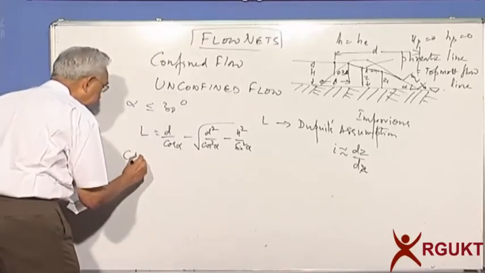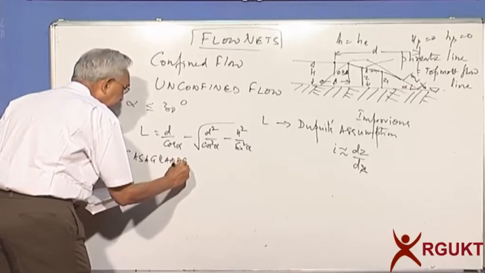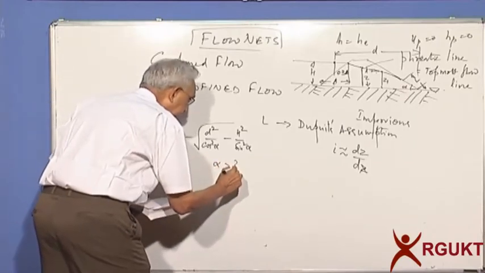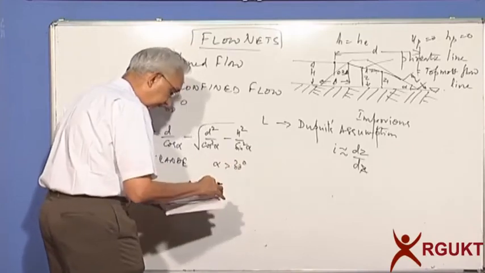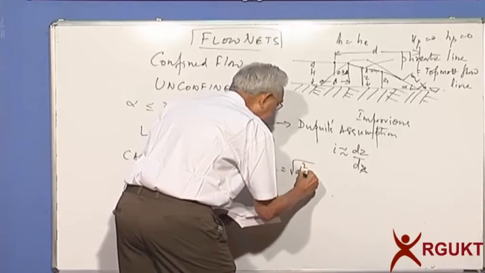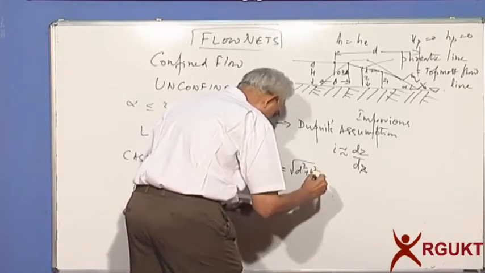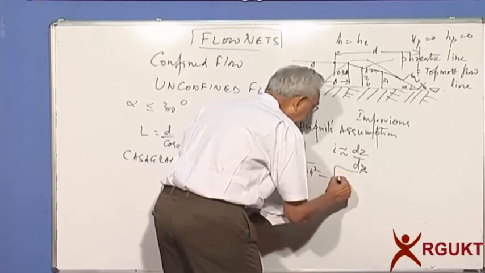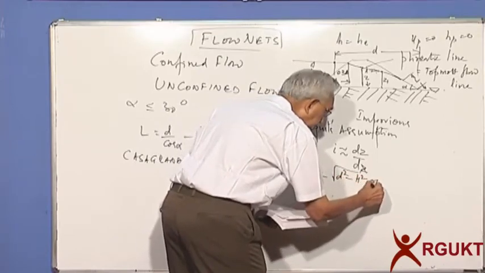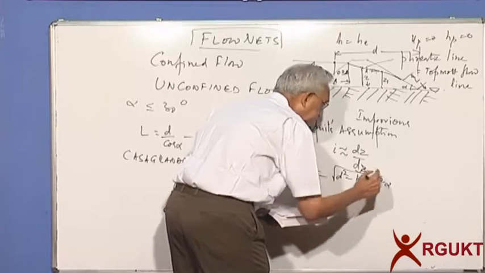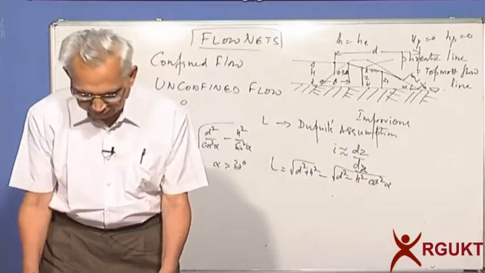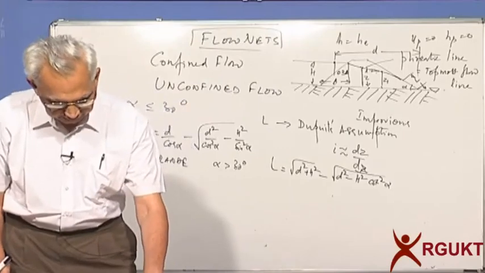Casagrande, another researcher, found out that for alpha greater than 30 degrees, L is given by square root of d square plus h square minus square root of d square minus h square cot square alpha. So it's a slight difference, and you can easily calculate what would be the discharge.